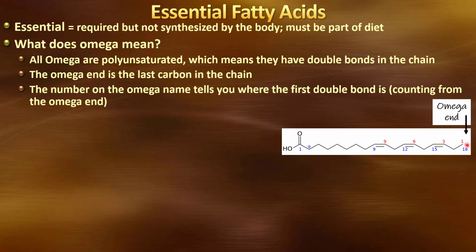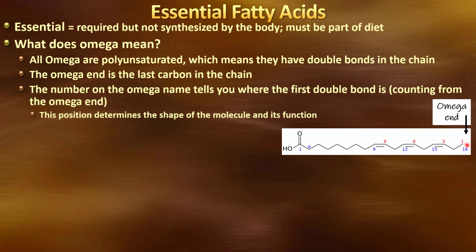When you look at a fatty acid that has a name and number, omega-3, omega-6, omega-9, the omega is telling you where the first double bond is if you count from the omega end. And this position will determine the shape and function of that molecule.